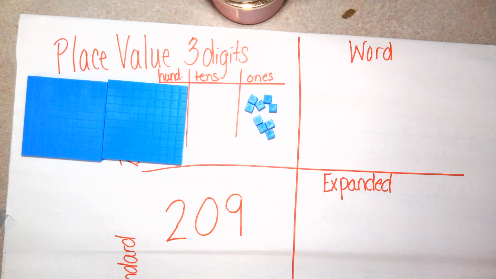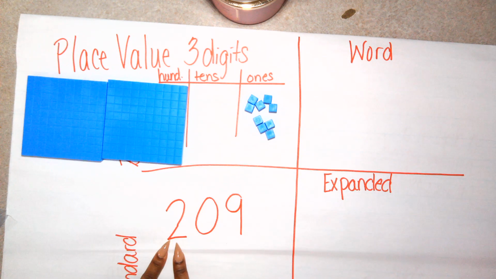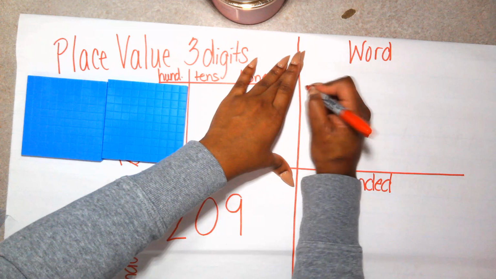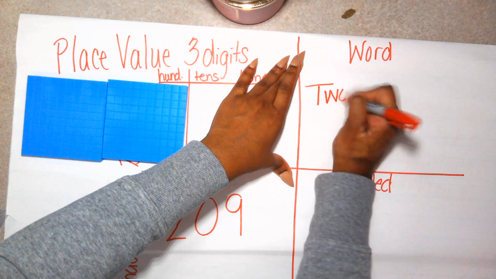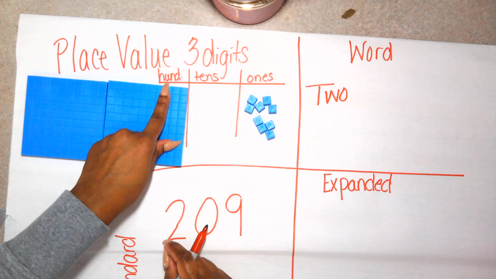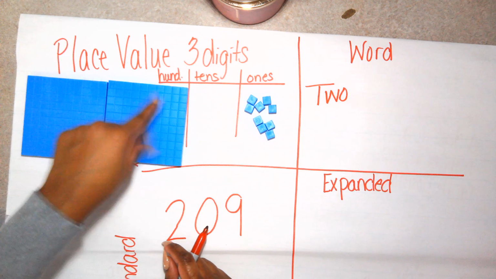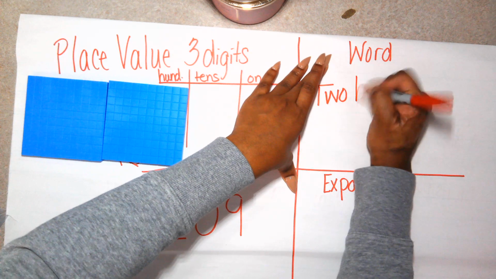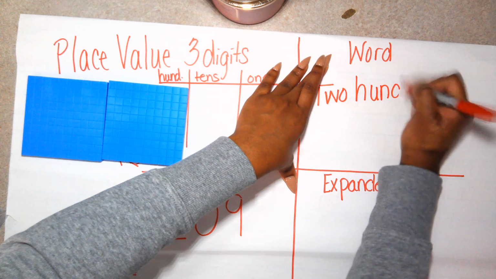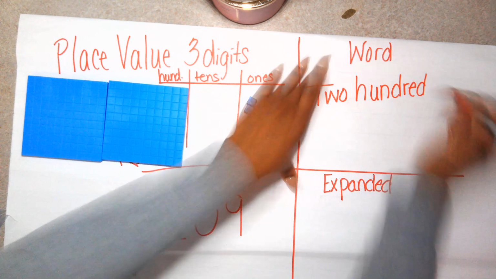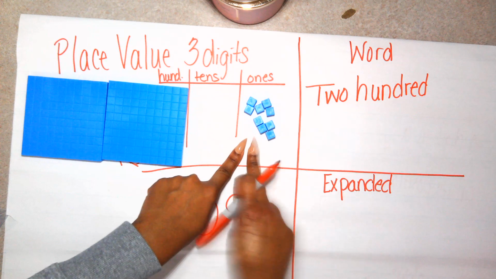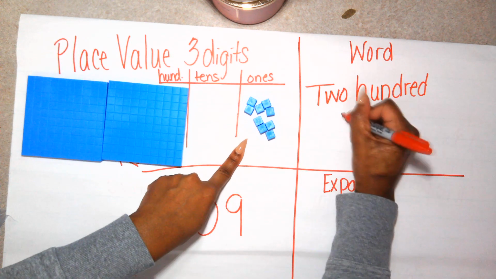So when we're doing word form, we know that we have 2 in the hundreds place, and it's 2 of them. So the first digit that I see is the number 2. There's that benchmark again. So that means that if I have a number in this place, I have to say hundred afterwards. Sorry. So two hundred. I don't have anything in my tens place, so that means I automatically go to my ones place. So this will be two hundred nine.